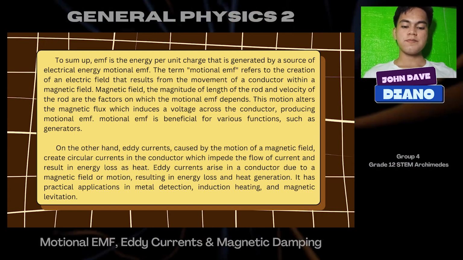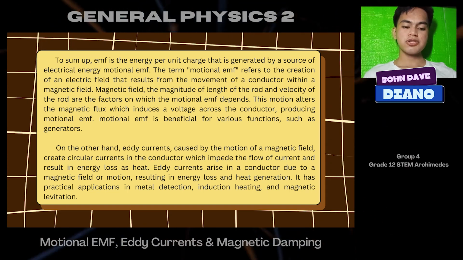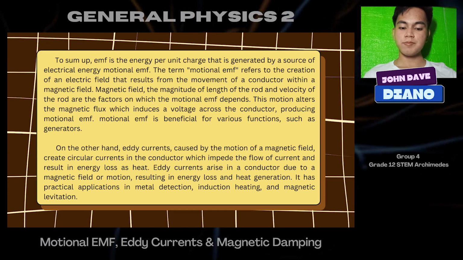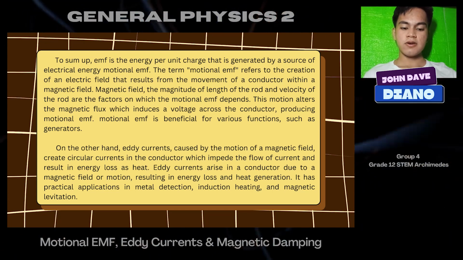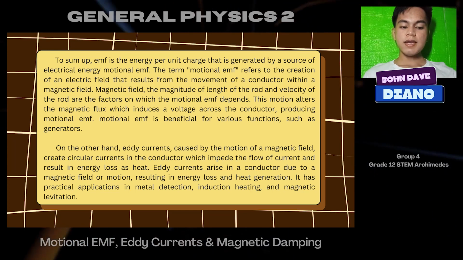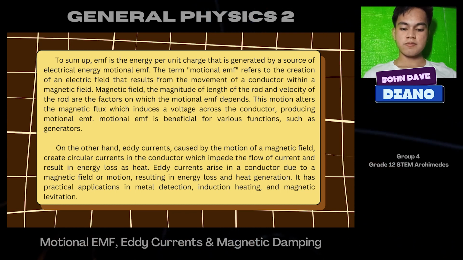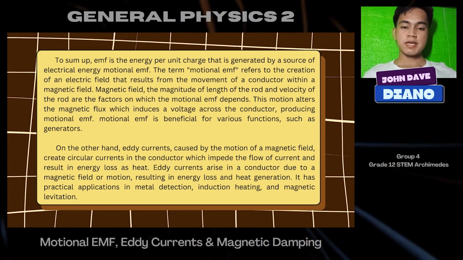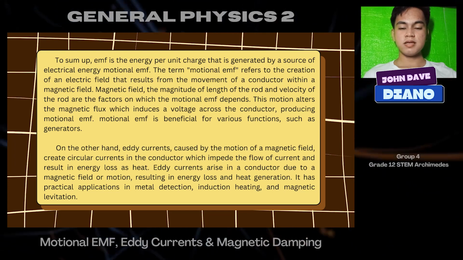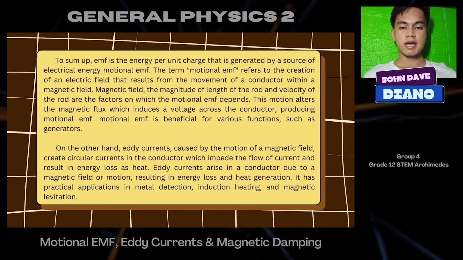On the other hand, eddy currents caused by the motion of a magnetic field create circular currents in the conductor which impede the flow of current and result in energy loss as heat. Eddy currents arise in a conductor due to a magnetic field or motion, resulting in energy loss and heat generation. It has practical applications. It includes metal detection, induction heating, and magnetic levitation.